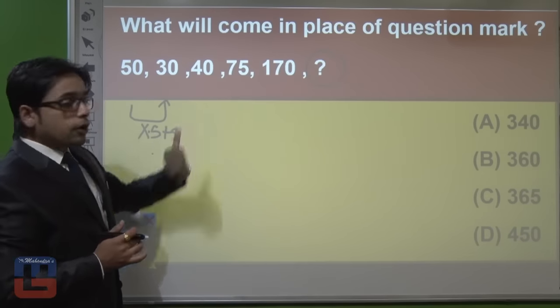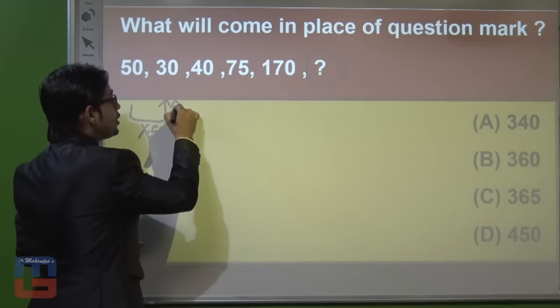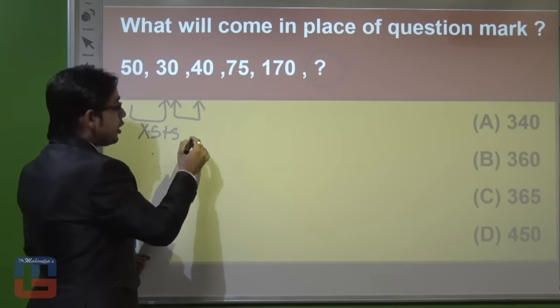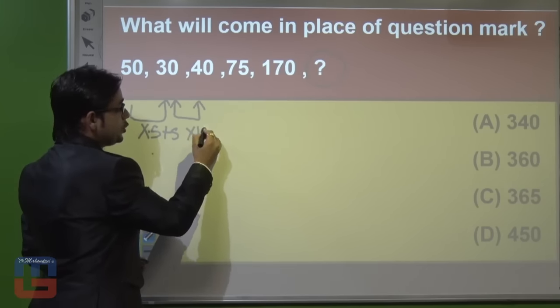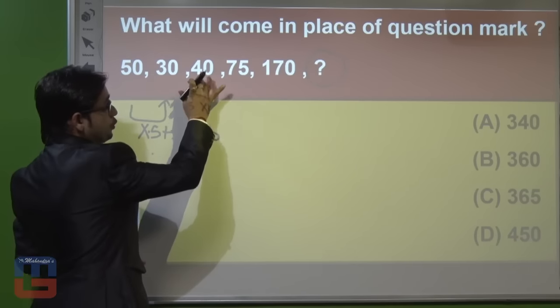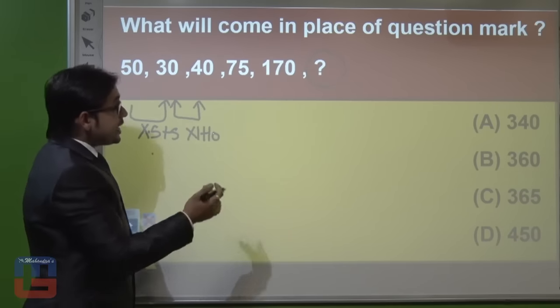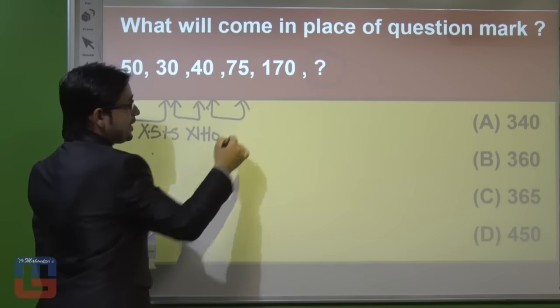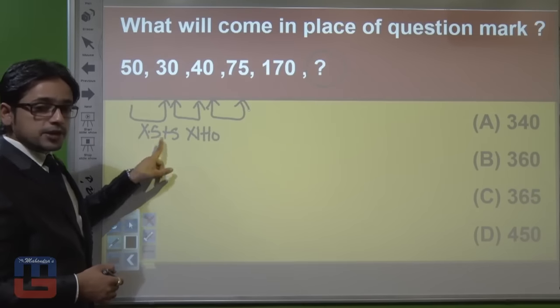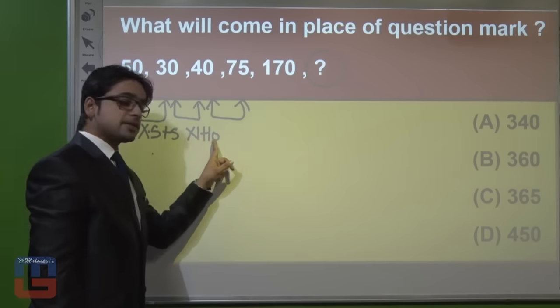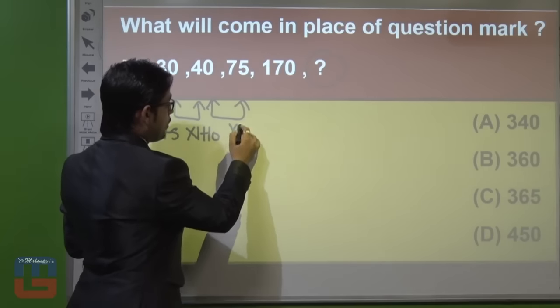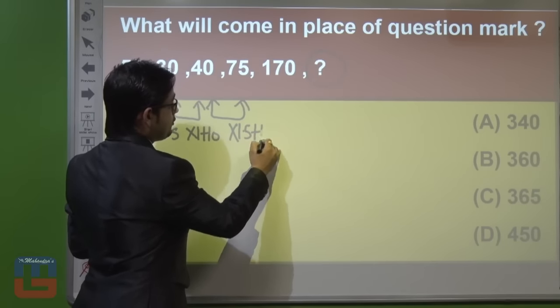Now the next term will be 40. If you want to reach 40 from 30, you are supposed to multiply it by 1, then you have to add 10 if you want to reach 40. Next, as per the pattern you can see here, multiply by 0.5 plus 5. Next multiply by 1 plus 10. Next will be multiply by 1.5 and plus 15.